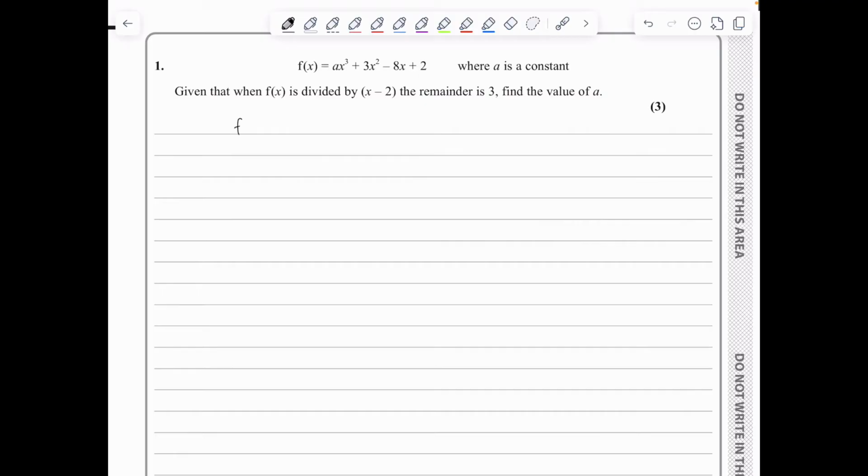is given by f of 2, so f of 2 is 3, which means that I will be substituting x with 2, so we get that 3 is equal to a times 2 to the power of 3 plus 3 times 2 to the power of 2 minus 8 times 2 plus 2, leading to 3 is equal to 8a plus 12 minus 16 plus 2. So I've got 3 is equal to 8a minus 2, so 5 is 8a, to conclude that the value of a is 5 over 8.